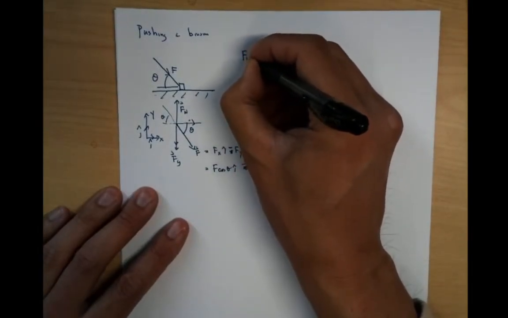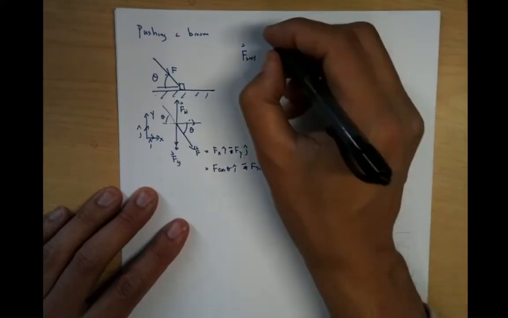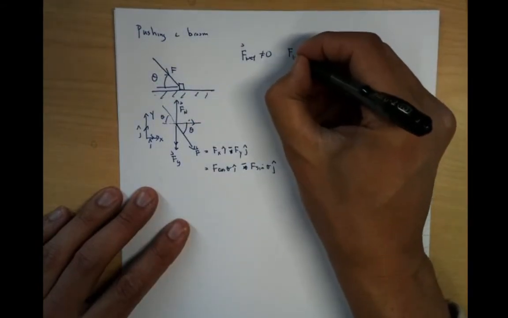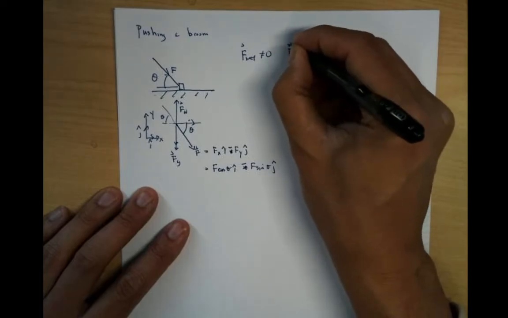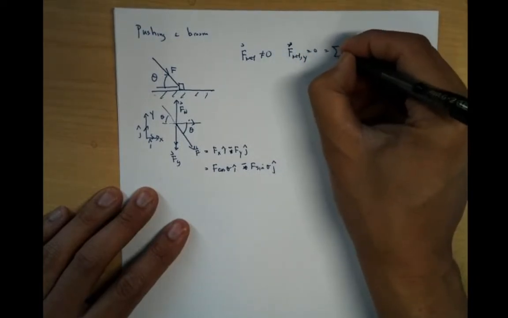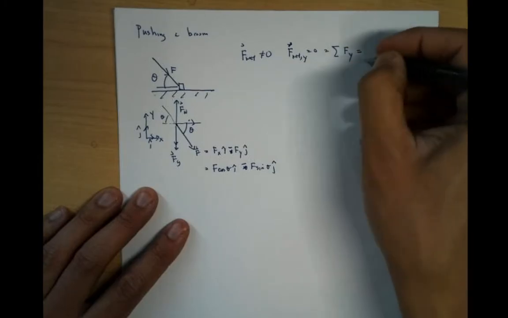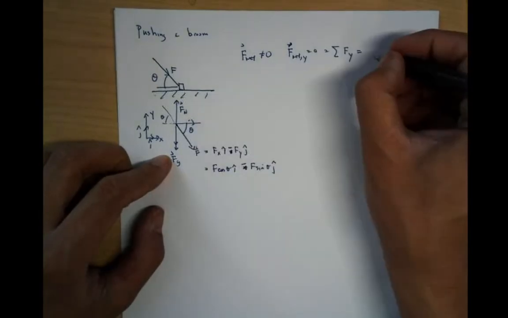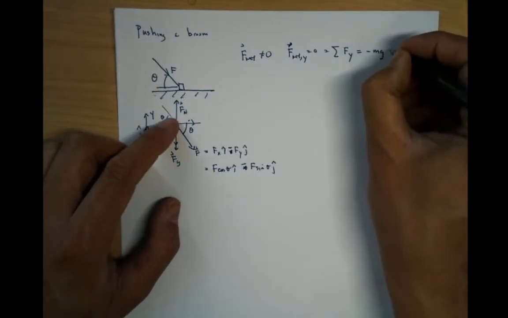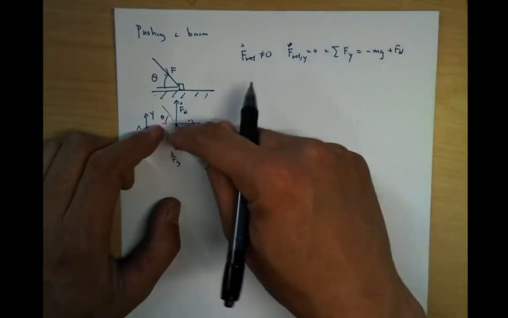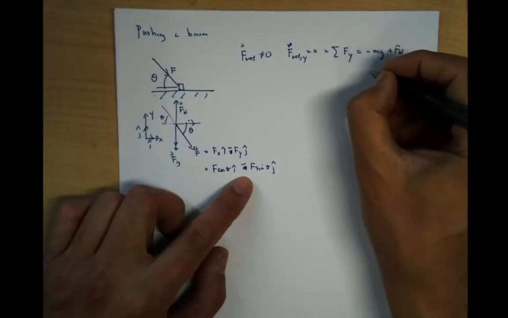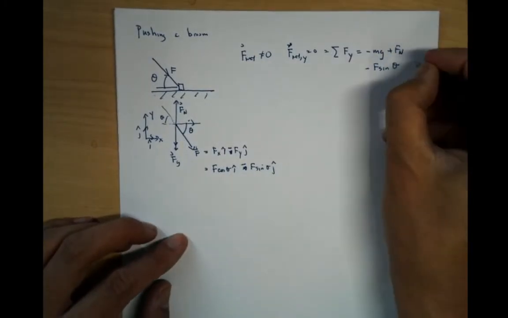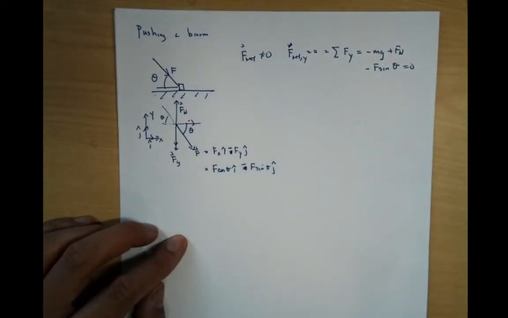Okay, so now let's sum up all the forces again. The F net is not equal to zero, but if I tell you that this thing's not going through the floor, at least I know that the y component is equal to zero. So the sum of all the forces in the y direction: first of all, it's gravity, so that's minus mg. There's the normal force, plus Fn. And then the last one is minus F sine theta. I know this is equal to zero because the sum of net forces in the y direction is zero.